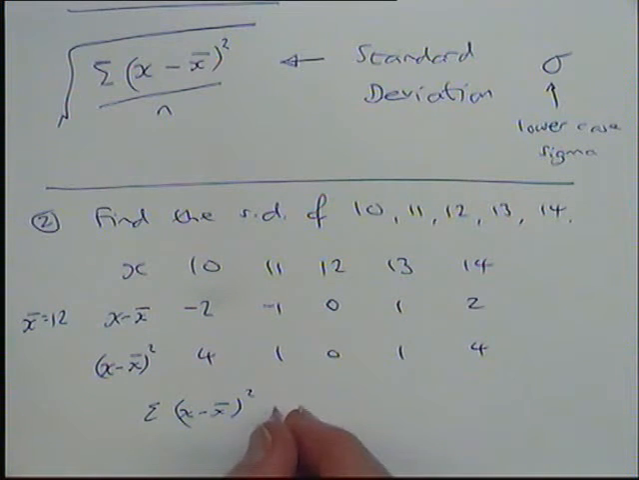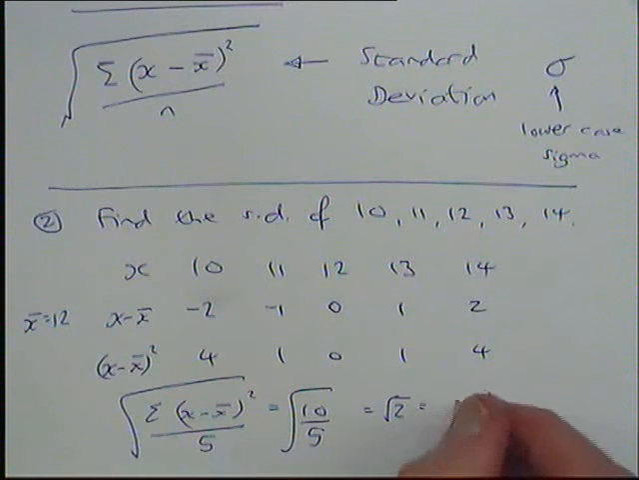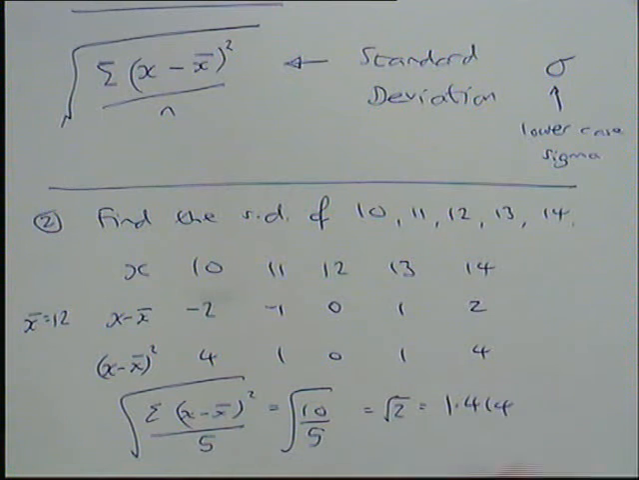The total is 10. We divide that by how many numbers there are, which is 5. And then we take the square root of that. So we get root 2. Does anybody know what root 2 is to, say, 2 or 3 decimal places? It is 1.4 something. Yeah, okay. So the standard deviation of that set of numbers is 1.414. That's the answer for the standard deviation.